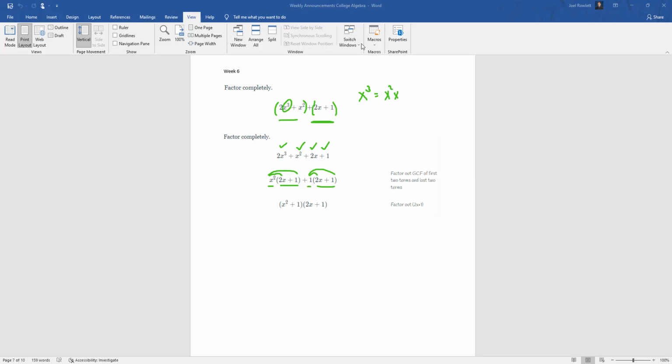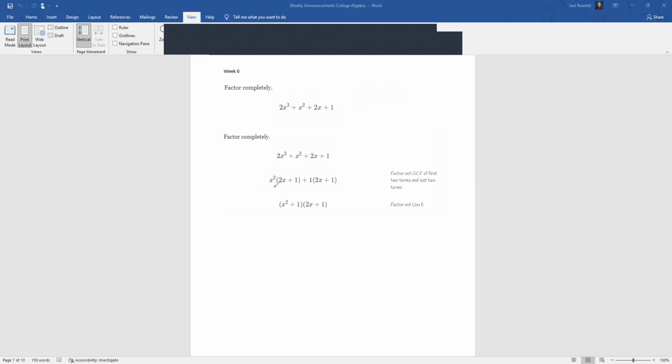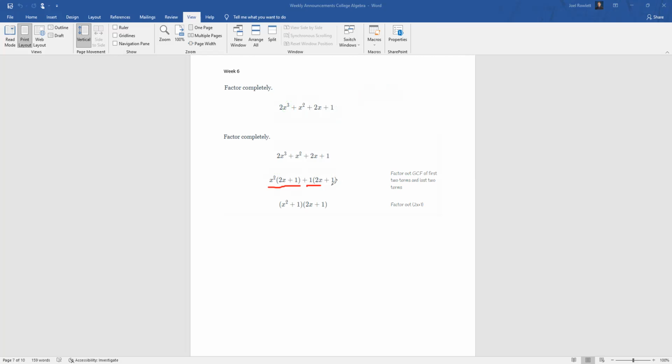Let me clear some of this out, change colors here for emphasis. Notice that I now have 2 terms instead of 4. This is the first term here, and this is the second term here. And if you look at the 2 terms, they both have a common factor, and that factor is 2x plus 1. So we will pull out the 2x plus 1, and what we have left over is x squared plus 1, and that is going to be the other factor. So we have now completely factored 2x cubed plus x squared plus 2x plus 1.